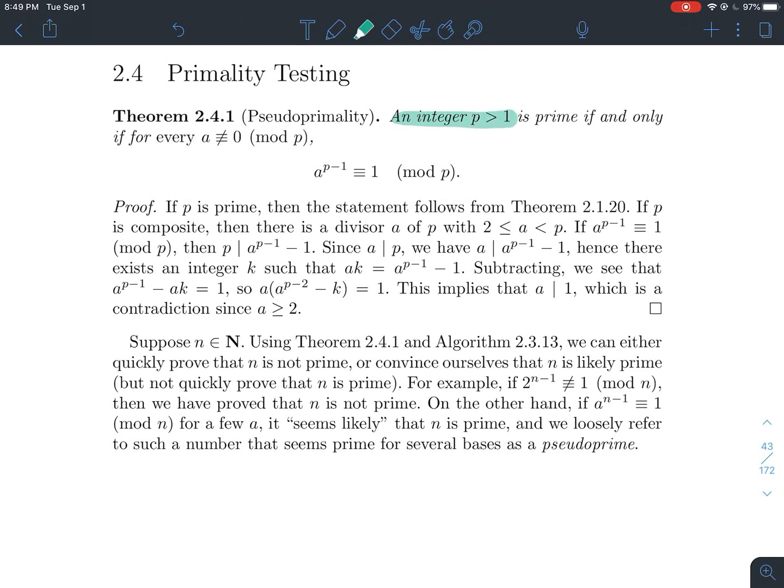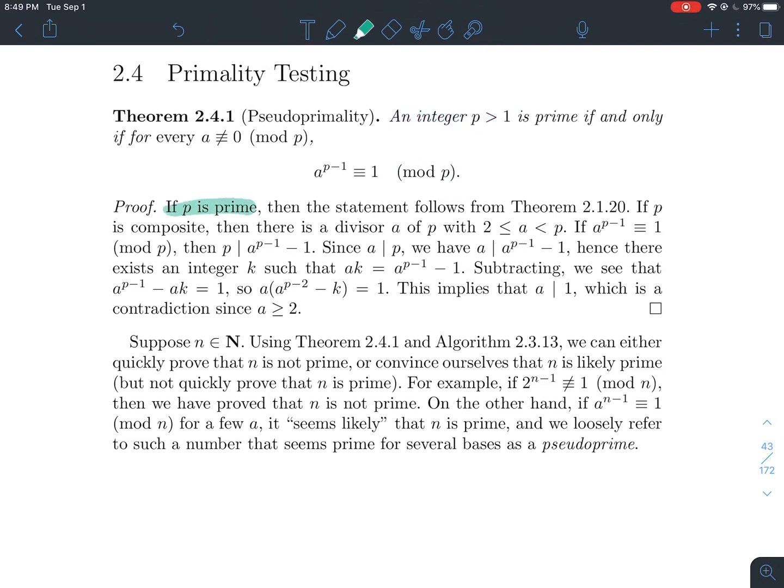An integer p that's bigger than 1 is prime if and only if for every non-zero a mod p, so like for every non-zero equivalence class mod p, if you want to think of it that way, a raised to the p minus first power has to be equivalent to 1 mod p. So what does the proof of this look like?